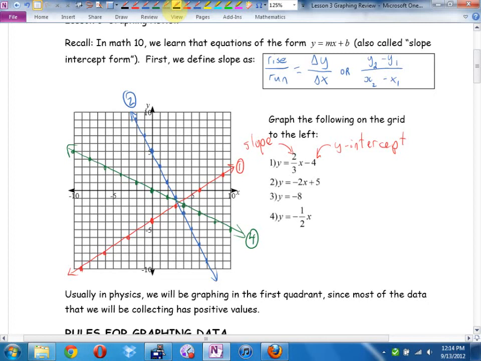Horizontal line, right? Oh, what's the y-intercept? Because that is there. Negative 8. And it's going to be a horizontal line with a slope of 0. Okay.